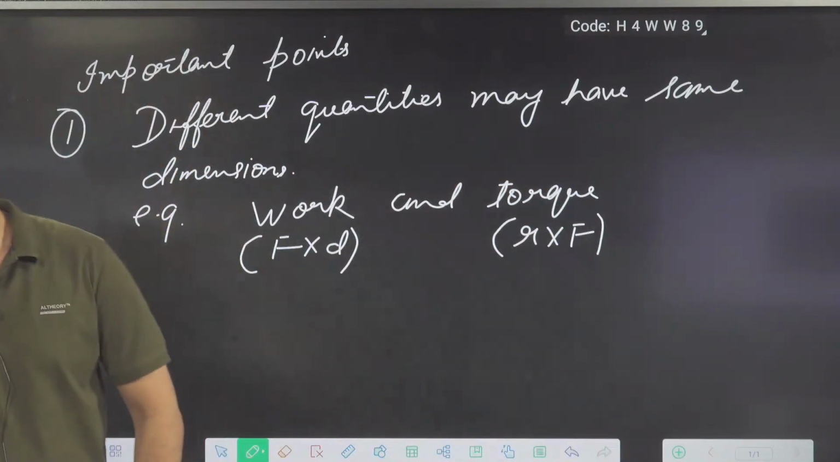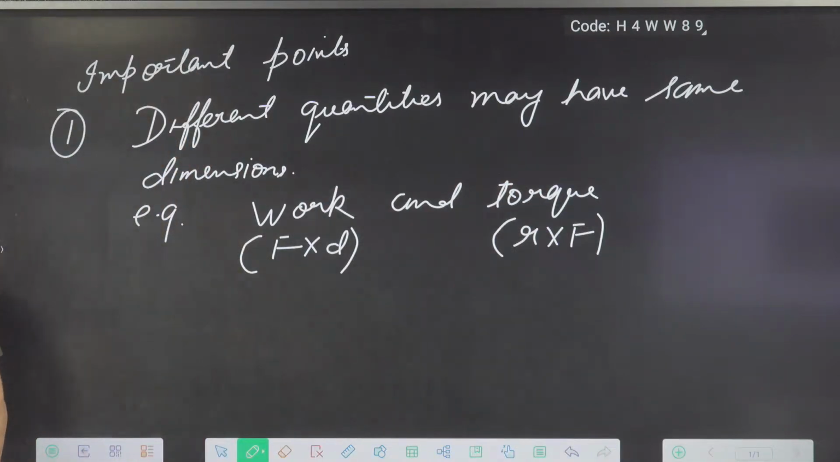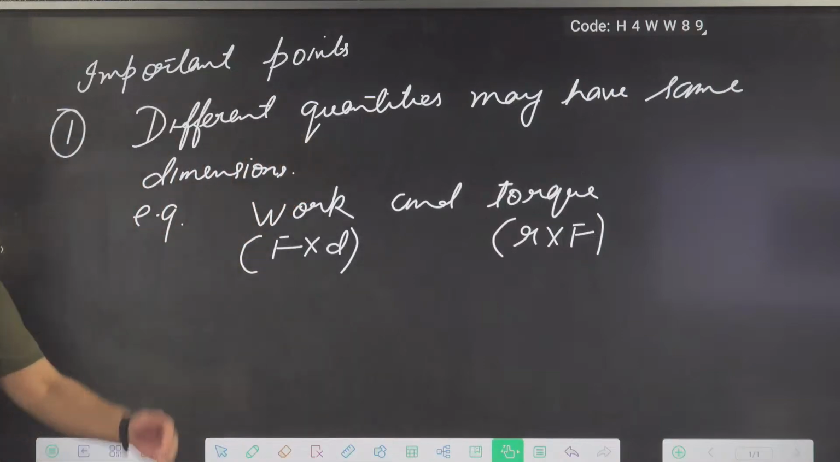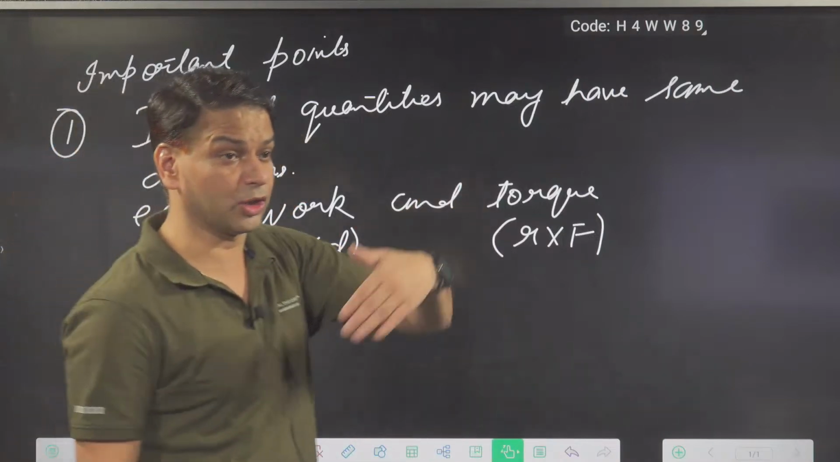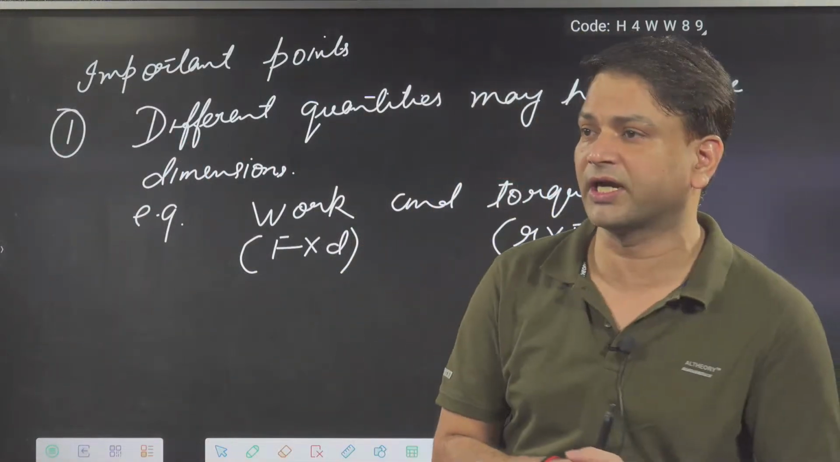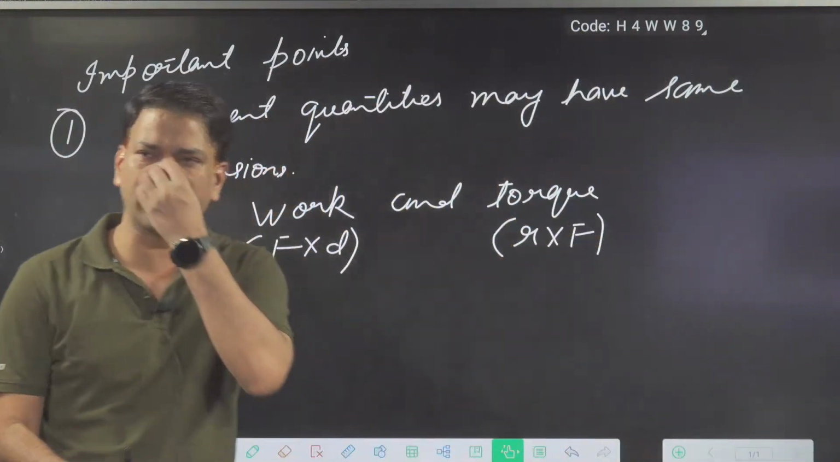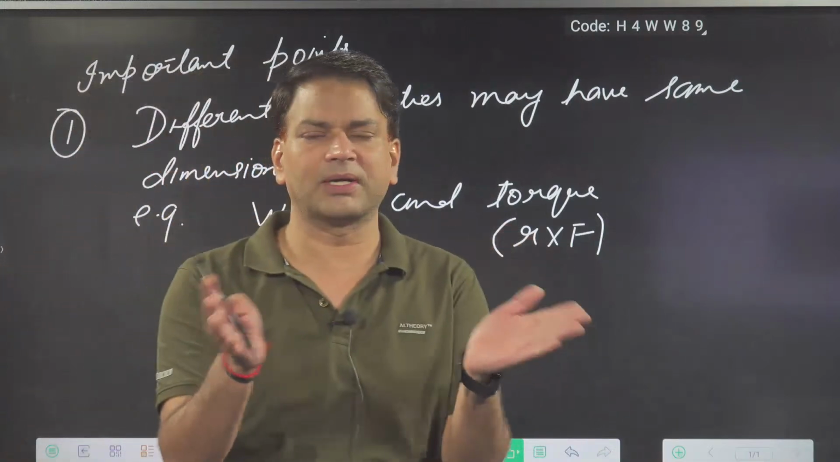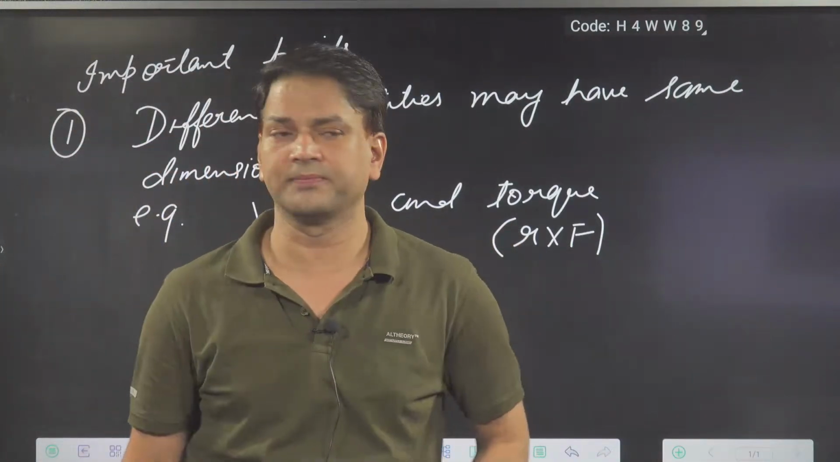Stress and pressure also. So there are so many examples. Like in the morning I said, frequency and velocity gradient have the same dimension. There are so many quantities that are different, but they have the same dimension.